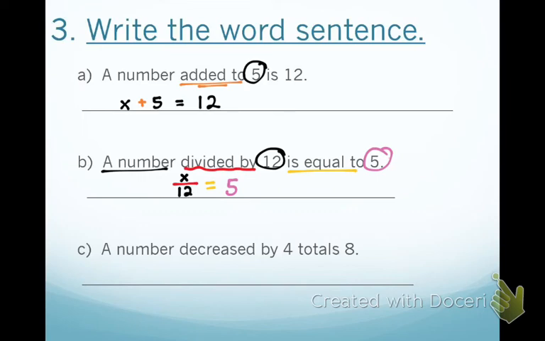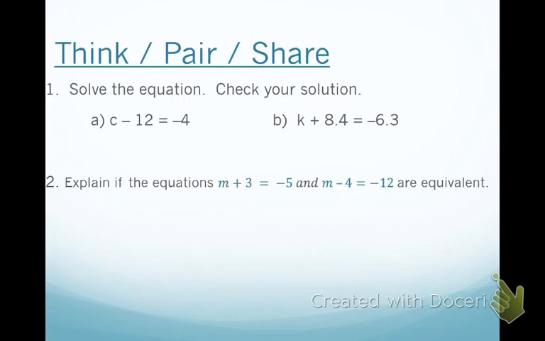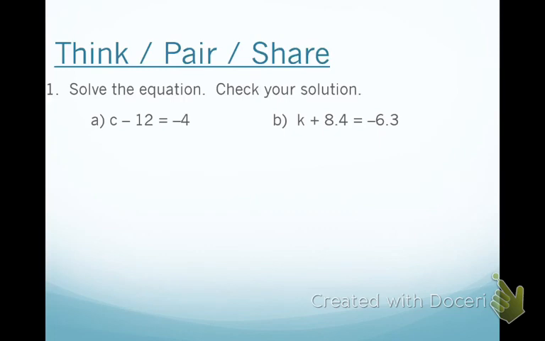All right, so Kaylin, it says a number decreased by 4 totals 8. What did you get? X minus 4 equals 8. That is correct. All right, and that is how writing word sentences works. For the next section, we've got a think, pair, share section. It asks us to solve the equation and then check the solution. I want you guys to do problem A on your own.